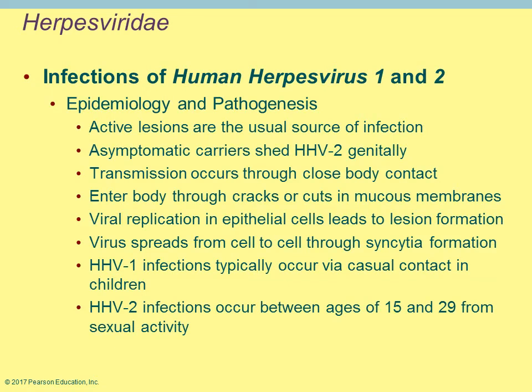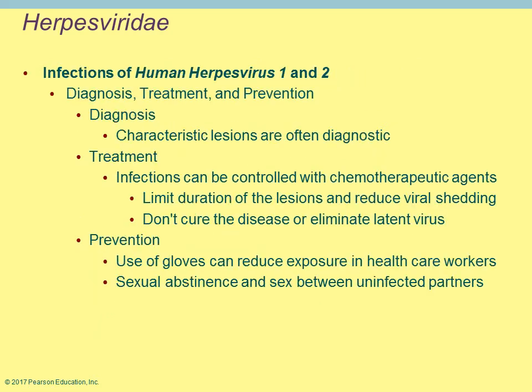In terms of the epidemiology and pathogenicity, the active lesions are the source for the infection. Now, asymptomatic carriers can shed HHV2 genitally. Transmission usually occurs through close body contact. If you have cracks or cuts in the mucous membranes, it can gain entry. The virus can spread cell to cell. HHV1 infections can be transmitted by casual contact with children. Most HHV2 infections will occur between the ages of 15 and 29 from sexual activity.